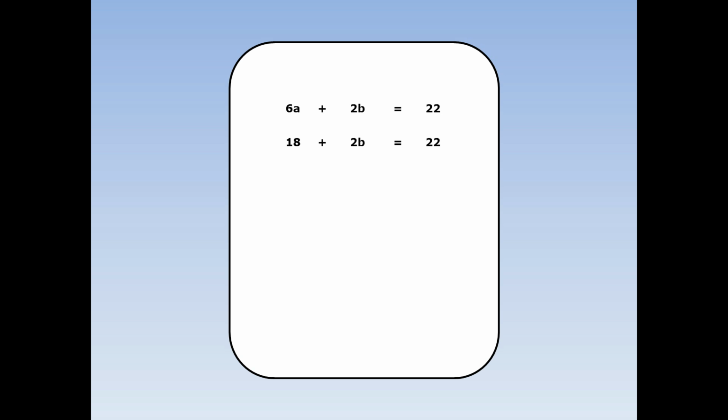This is just a normal equation now. So I take away 18 from both sides, and I end up with 2b equals 4. But I want to know what 1b is. So divide both sides by 2, and I end up with 1b is 2. So my final answer for this simultaneous equation is a is 3, b is 2.